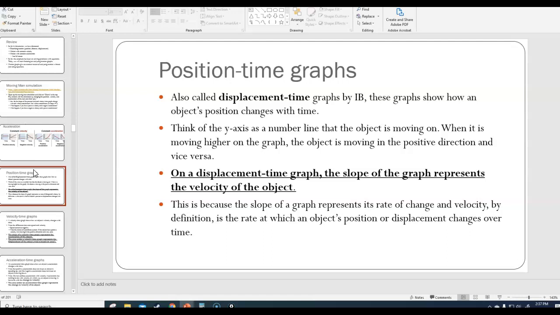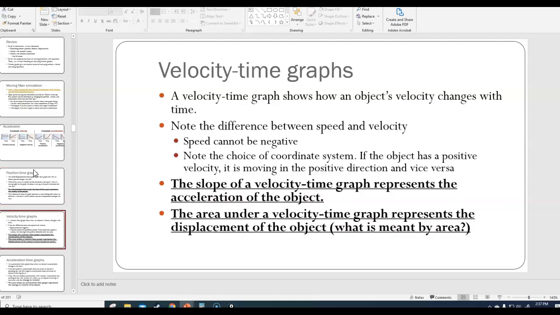Okay, now the second type of graph that you need to be aware of is what's called a velocity time graph, which is exactly what it sounds like. It's simply a graph that shows how an object's velocity changes with time. I do want to point out a few things. Number one, the difference between speed and velocity. So remember that speed is basically just the magnitude of velocity. It's just the number part of velocity.